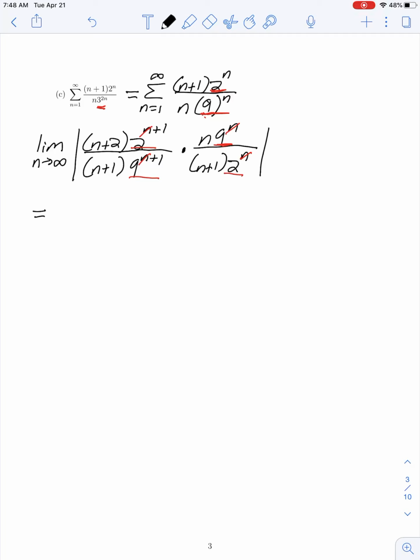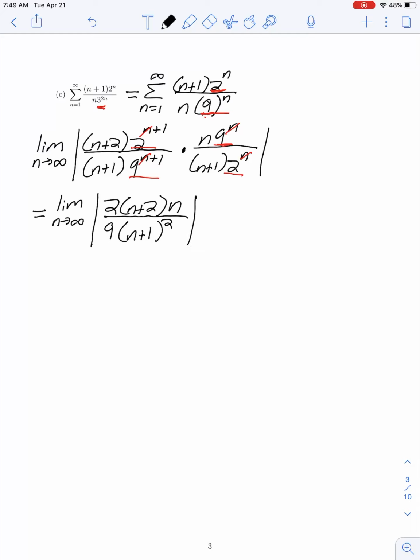So let's see what we're left with. We have the limit as n approaches infinity of the absolute value of, for our numerator, we're left with a constant 2 times n plus 2 times n. And in the denominator, we were left with a constant of 9 times n plus 1 times n plus 1. So here we have n plus 1 squared.